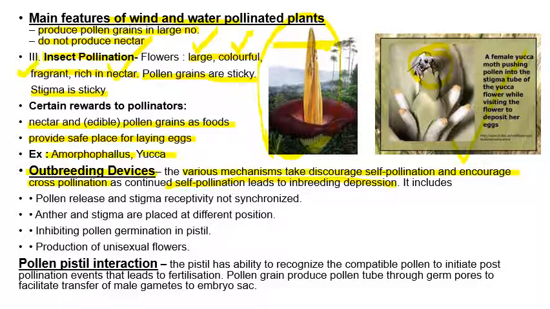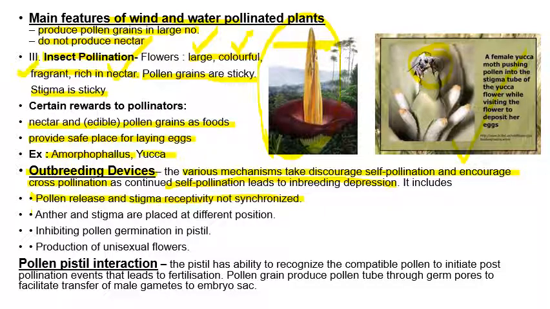So there are 4 methods. For example, the first one, the pollens are released before the stigma, or the stigma and pollen receptivity are not synchronized. When the pollens are released before the stigma, this is called protandry. If the stigma is developed before the pollen, this is called protogyny. So their maturity time is not the same, they cannot fuse together, and by this process they can discourage self-pollination.